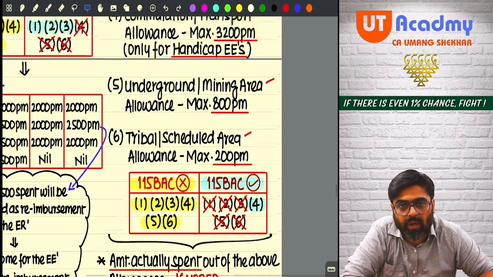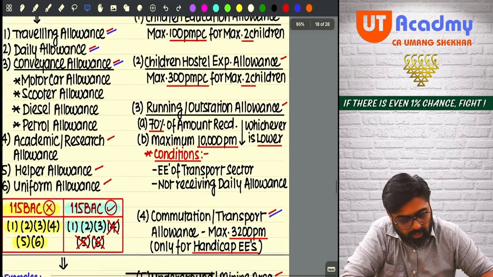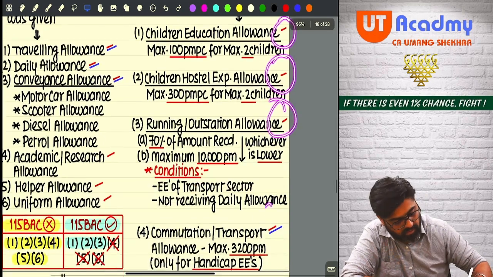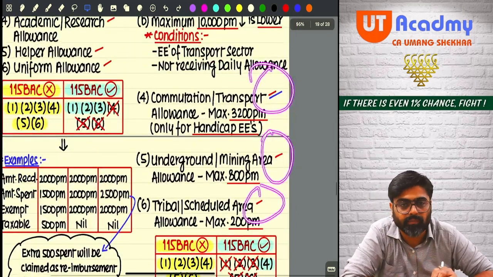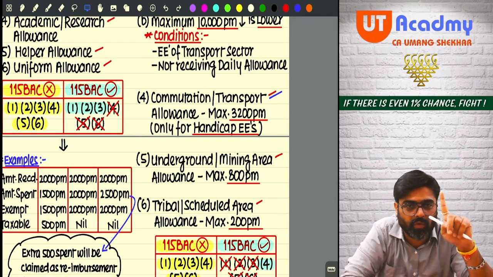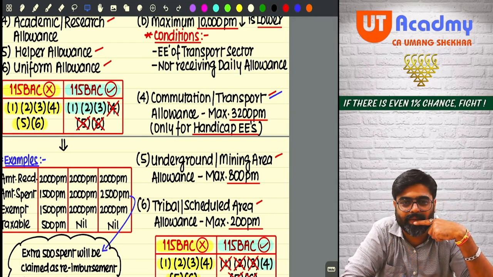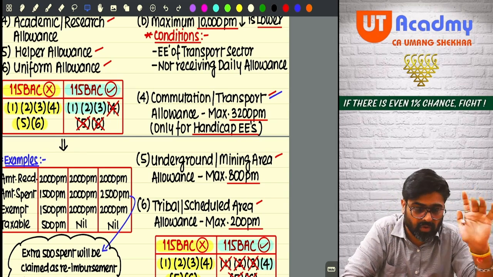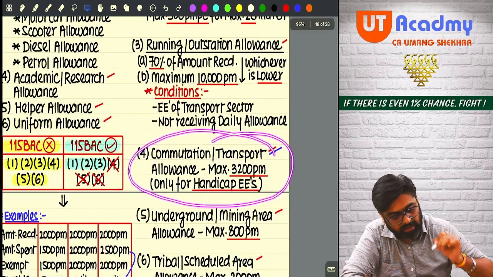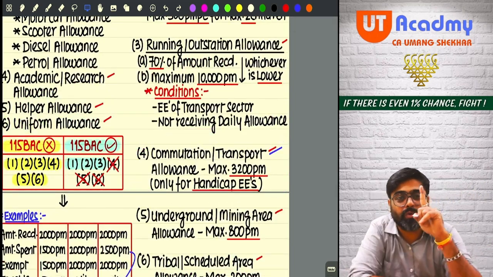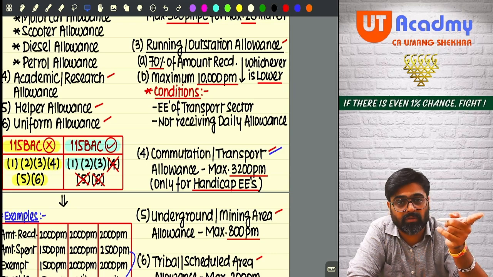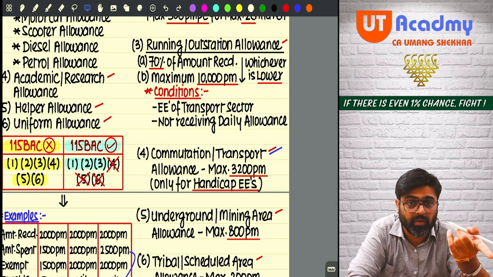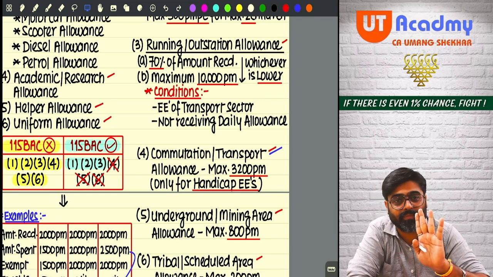Yes or no? Now, can you see, I have put two dashes only at one place. That if you are following 115BAC or you are not following 115BAC, don't worry, this allowance will be exempt. So only transport allowance or commutation allowance received by a handicap employee will be exempt if you are under the default scheme or you are shifting out of the default scheme.